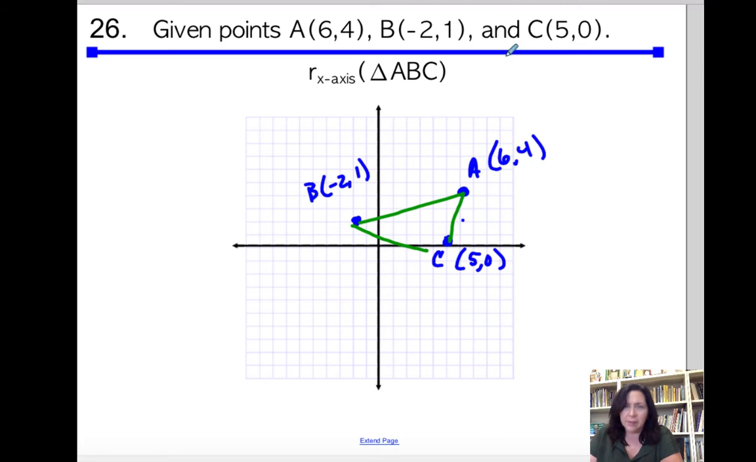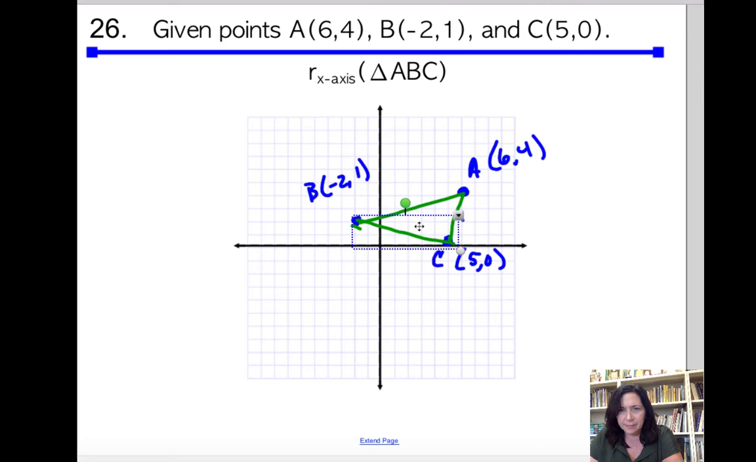And, okay, that didn't work. Let me fix that. So connecting these points, I have a triangle. Okay. Still having a little trouble, but there we go. See if that could work.